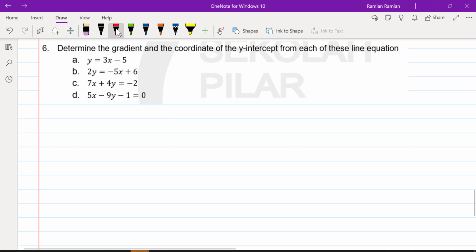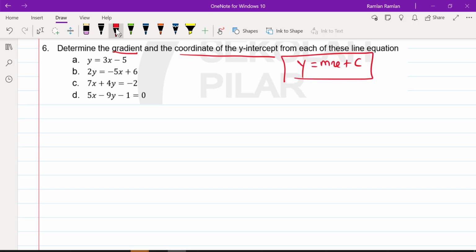Okay, so the easiest way to find the gradient and the coordinate of the y-intercept is just to change the equation into slope y-intercept form, which is y equals mx plus c. So can you see what happened here? We have a variable y, and it doesn't have any number in front, for example like 2, and actually it has, which is 1, but you don't really need to write it down. And then we have this m over here, equals m. This is the gradient, and the c here is the y-intercept.